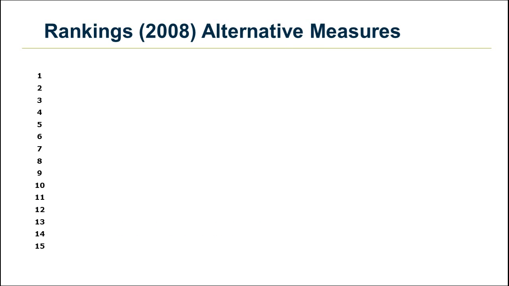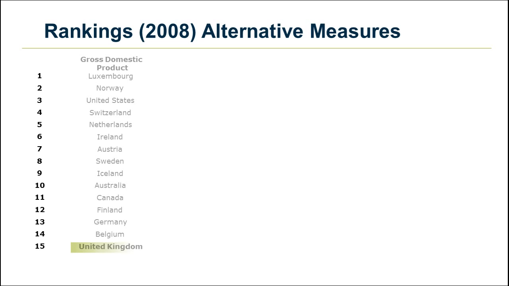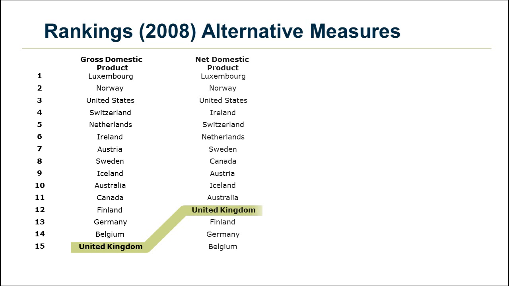We will now look at the different international rankings for each of these measures. As previously mentioned, looking at GDP per capita, the UK ranks 15th. However, since the UK has one of the lowest rates of capital consumption in the OECD, using NDP, the UK improves to 12th, higher than Finland, Germany and Belgium that ranked higher using GDP per head.